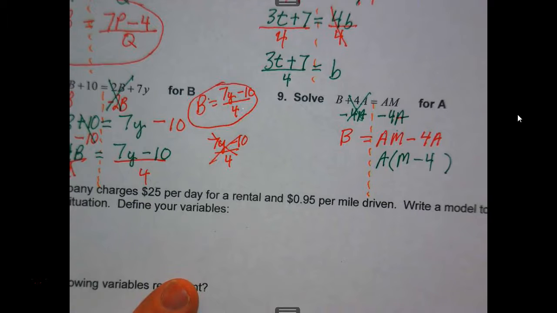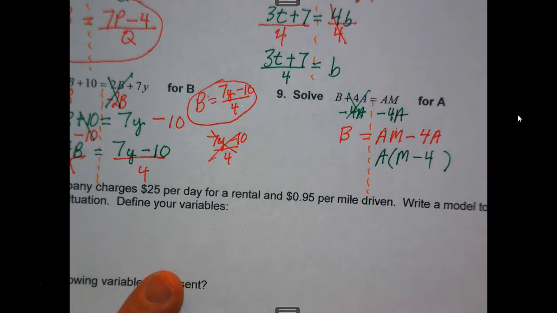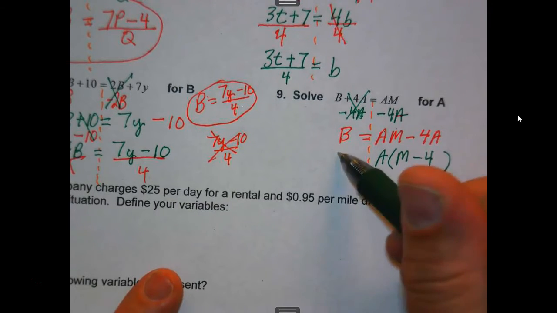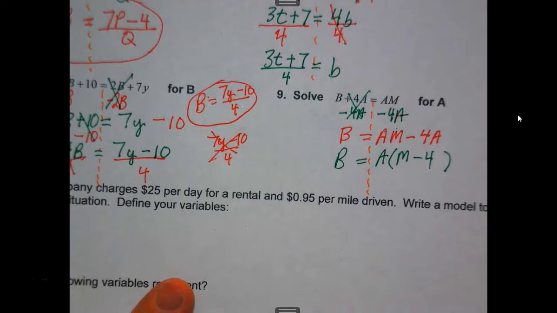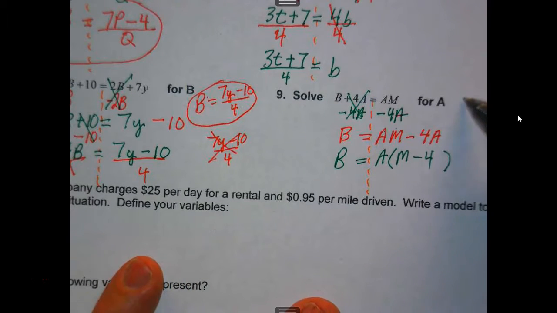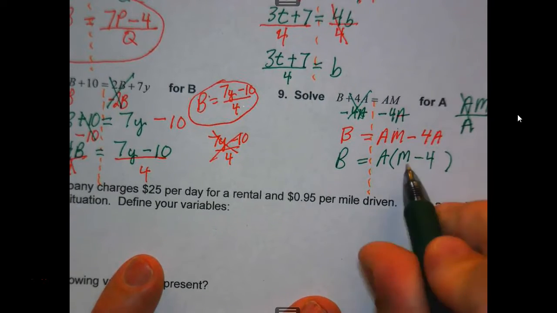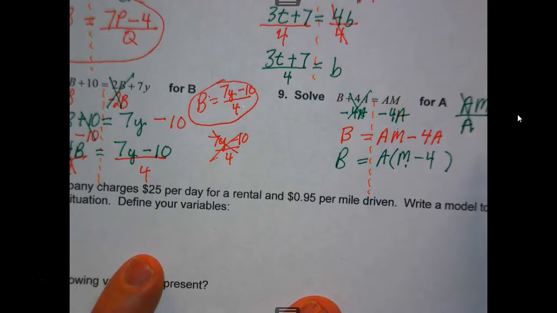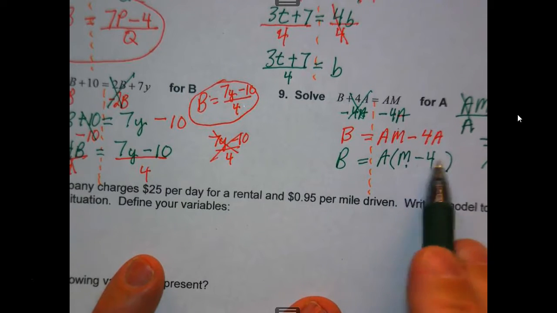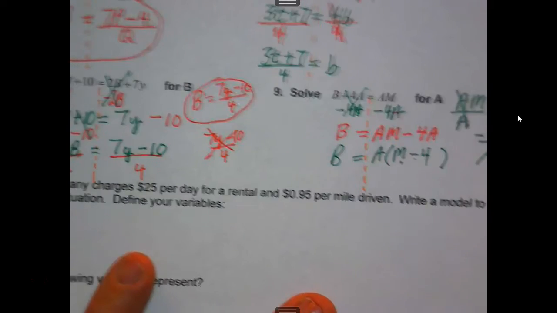You look confused. Are you good? Because I'll write off to the side what I'm doing. But AM divided by capital A leaves me with M. Okay? Negative 4A divided by A leaves me with minus 4.